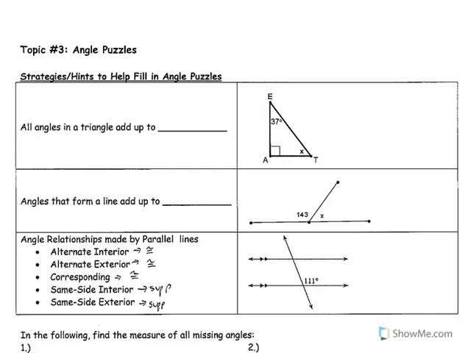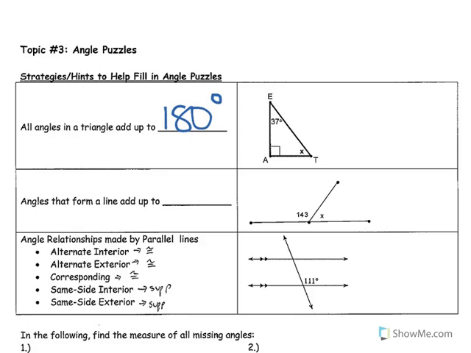Topic 3 we're going to revisit in class a lot during this unit, but we're going to talk about angle puzzles. Rather than having specific types of examples, what I want you to remember for topic 3 is the different strategies and hints that I've given you to solve these. A very common strategy that's going to show up in an angle puzzle is that all angles in a triangle add up to 180, which we know from previous units and a lot of examples that we have done.